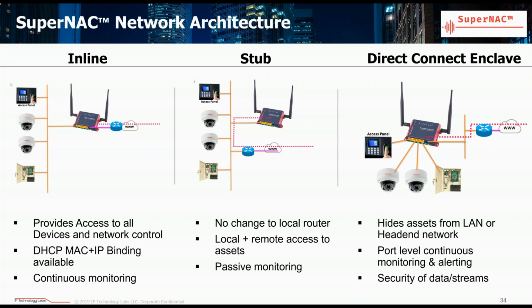And here are a couple of architecture pictures of how you can actually deploy the appliances into a network. So we've got inline, where we are the access router for the whole network. You've got a stub where we're just put onto the LAN. And then, of course, the direct connect or enclave, where we can actually separate out the network assets from a local enterprise LAN. So what does this protect against? Well, if you've got an IP camera, you can actually encrypt the video streams and prevent others on the enterprise LAN from actually seeing the traffic that's going across.